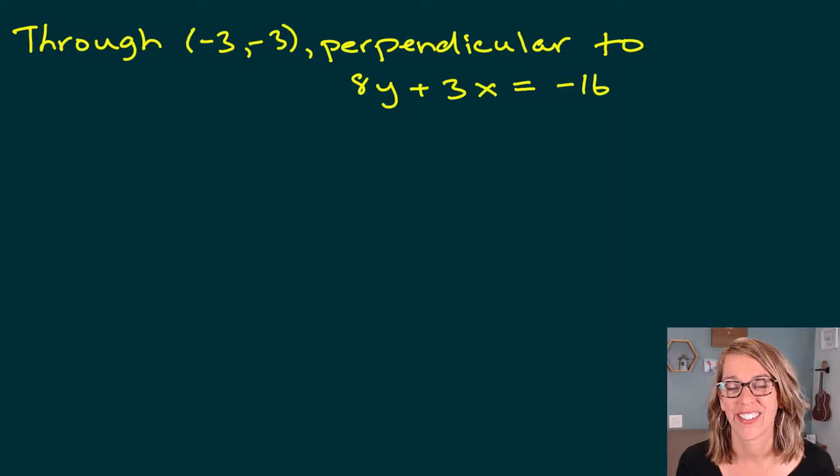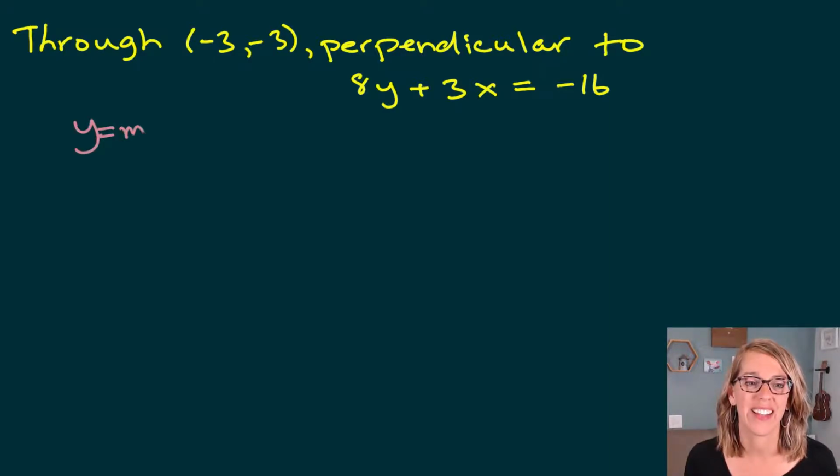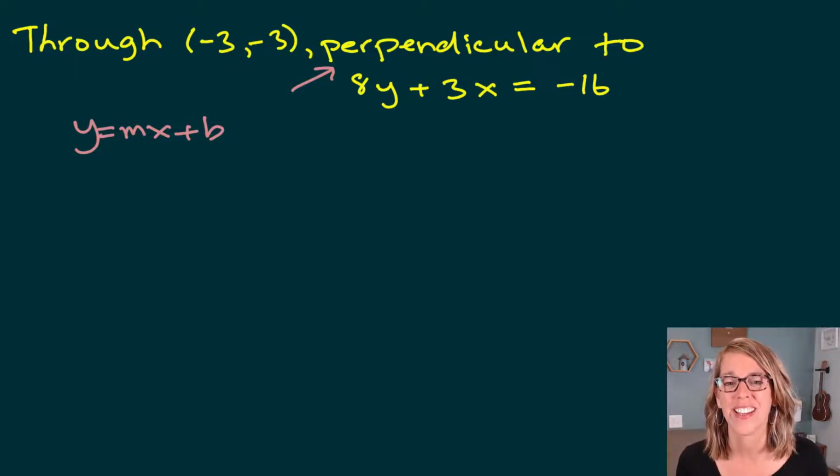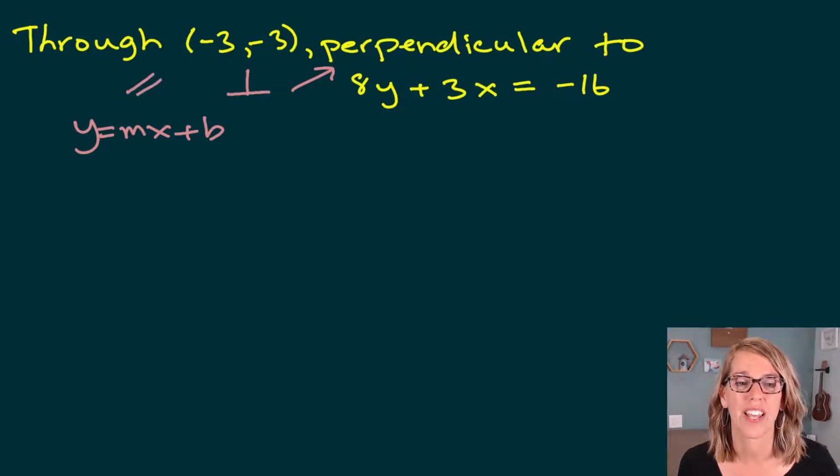Now we've got a perpendicular line. I still want to find y equals mx plus b. That is my goal, but I want to find it for the line that's perpendicular to the line I'm given, and it's going to go through that point. Now, perpendicular is a lot to write, so sometimes you'll see perpendicular represented as this, kind of an upside down T. And you'll see parallel represented as this. I want to find a perpendicular line, so let me get rid of that.